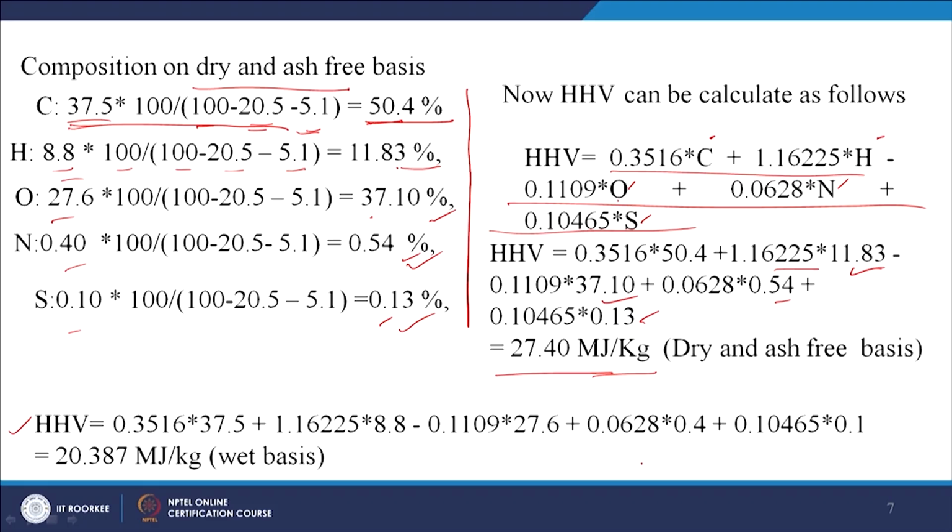But if we want to get it on weight basis, that will be 37.5 for carbon, then the values for hydrogen, oxygen, nitrogen and sulfur. So, we are getting 20.387 megajoule per kg. So, this is for weight basis and the other is dry and ash-free basis. So, the first part of the problem is solved.